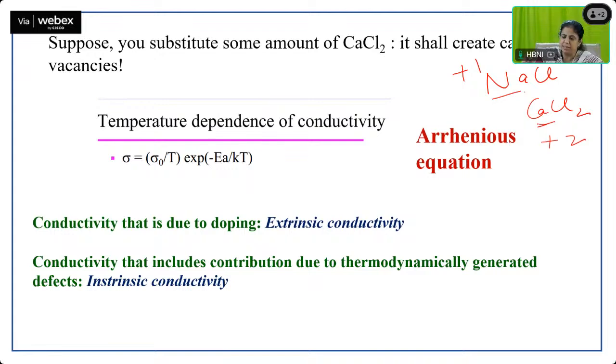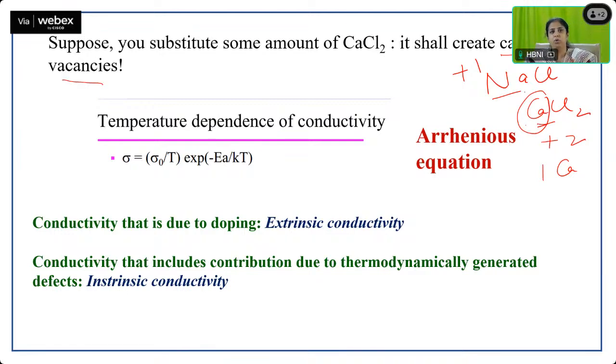So what will happen is, when one Ca goes into the site of Na, it will knock off another Na. So that one Ca 2+ will replace 2 Na. Because it can occupy only one site, but it is knocking off 2 sodium, it will create cation vacancies.